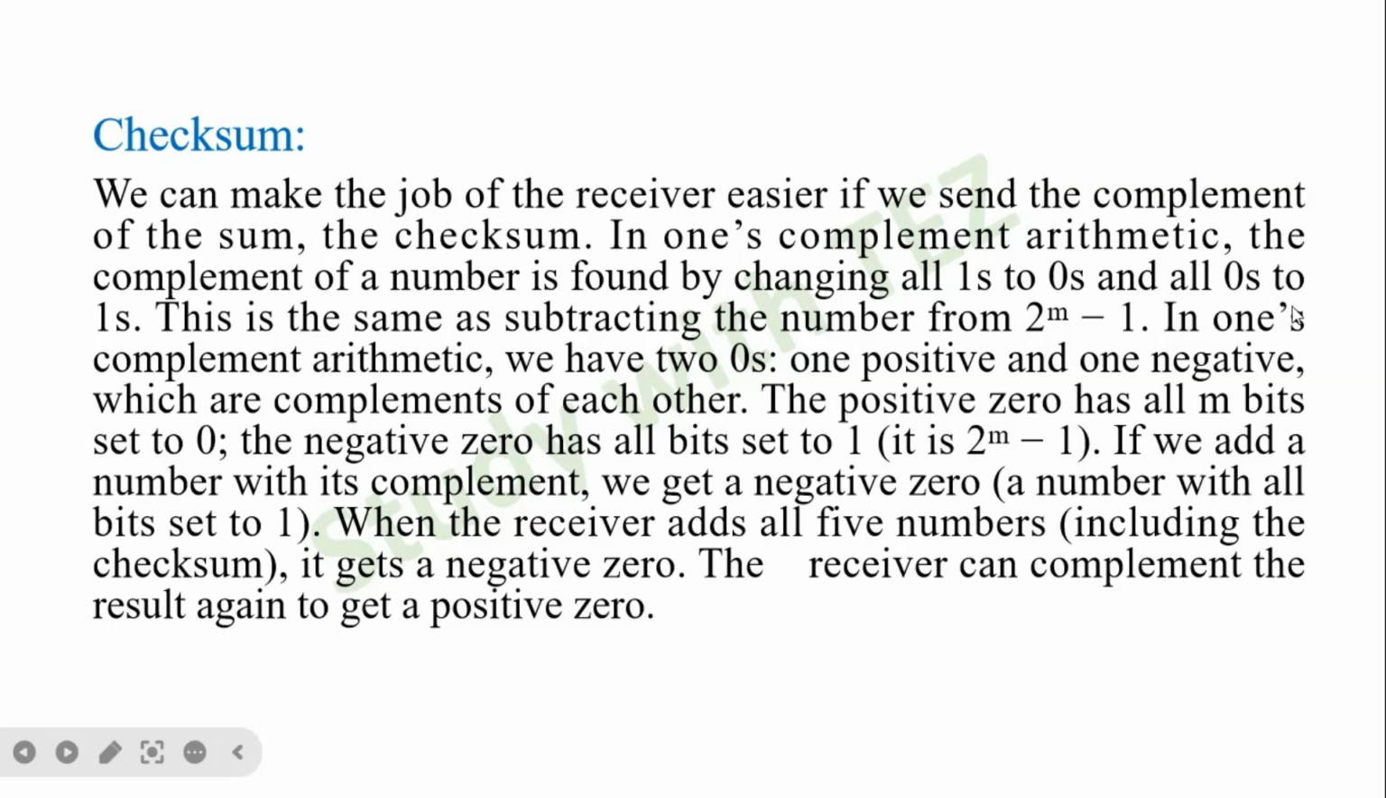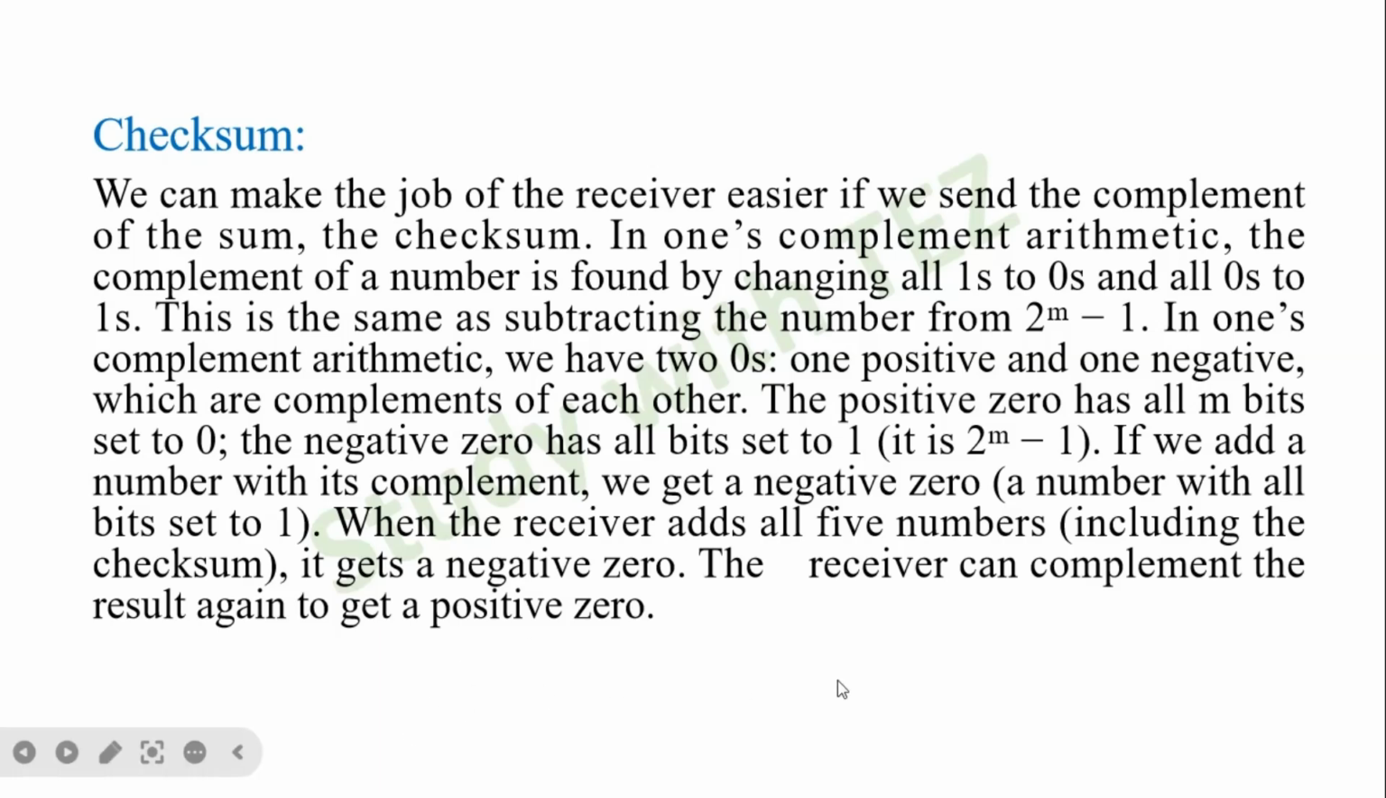Correct? So in one's complement arithmetic, we have two kinds of zeros. One is positive zero and one is negative zero, which are complements of each other. Positive zero has all the m bits set to 0, whereas negative zero has all the bits set to 1. If we add a number with its complement, then we get a negative zero. So adding any number, for instance, 6 and the complement of 6, which is 9, if we add those two, then we will get negative zero.